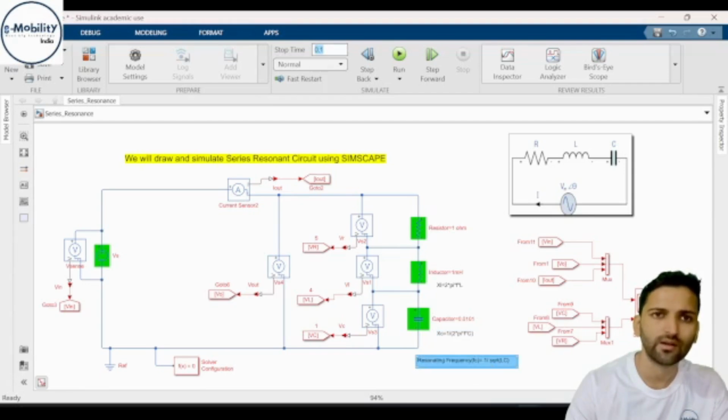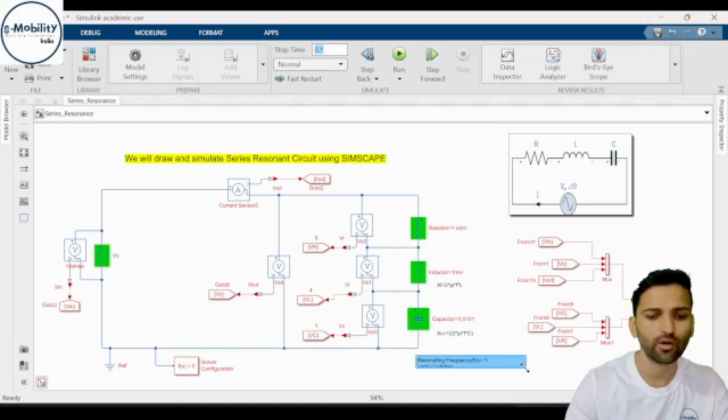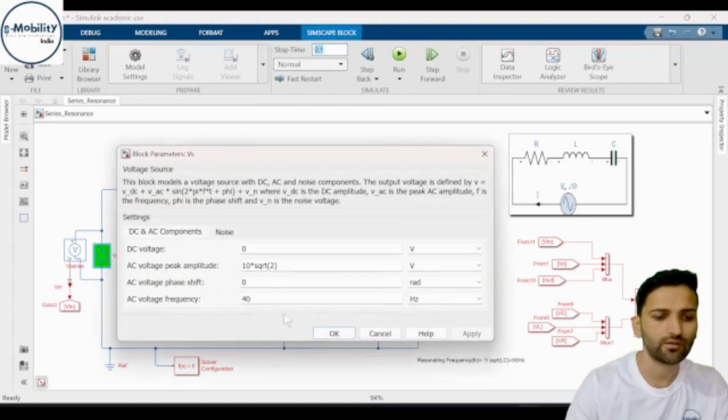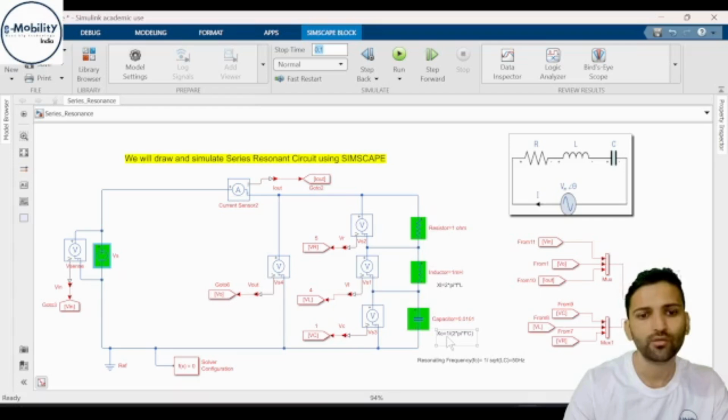L is the inductance and C is the capacitance. So it is coming around 50 hertz. I have deliberately taken it 50 hertz. So the frequency for our case is 50 hertz, and currently I have taken 40 hertz. So at this point, XL will not be equal to XC, so the circuit will not enter into resonance.